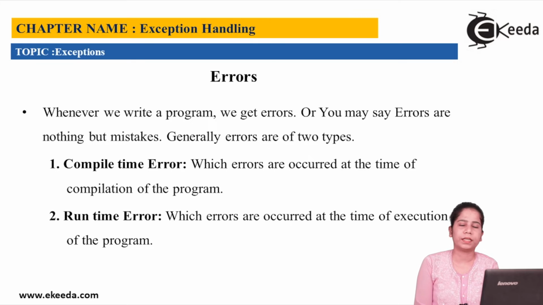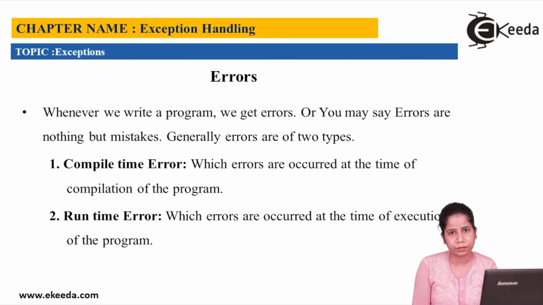So let's understand what an error is all about. Whenever we write a program, we get errors, or you may say errors are nothing but mistakes. Generally, errors are of two types: compile time and run time. In compile time, two types of errors you get again. Something which is nothing but a syntactical mistake, which we are not considering as errors over here. These are just syntactical mistakes.